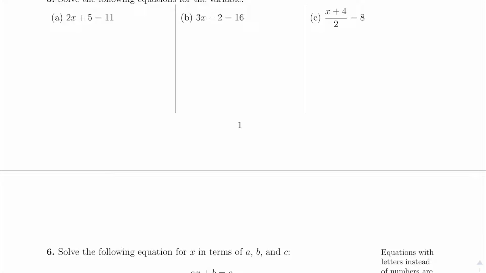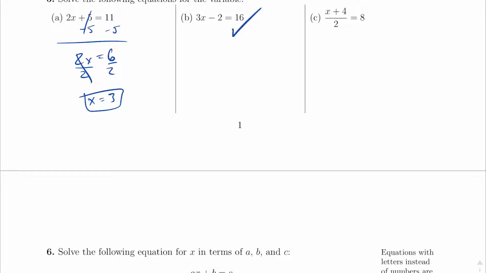So in order to solve for x here, to get rid of plus 5, we do minus 5 on both sides. Then we get 2x equals 6. And then you can divide by 2 on both sides, and you get x equals 3. I'm going to skip problem B and see if you guys can do that on your own.